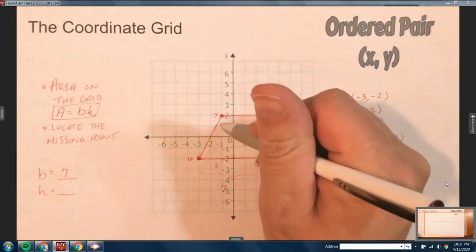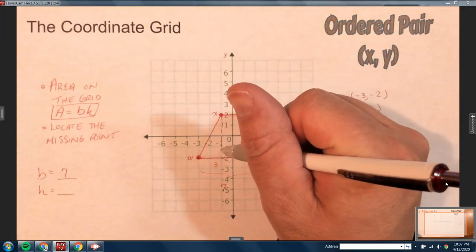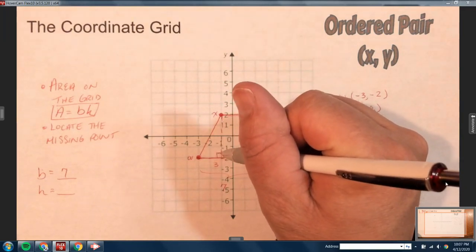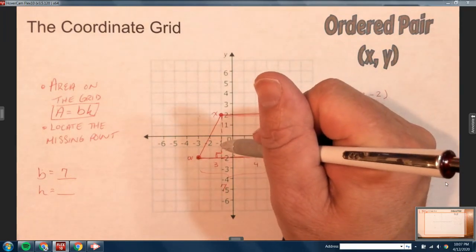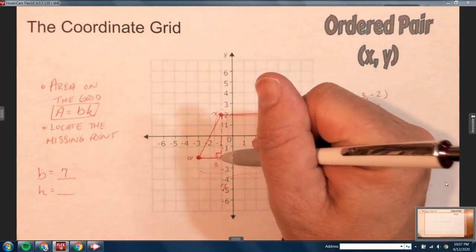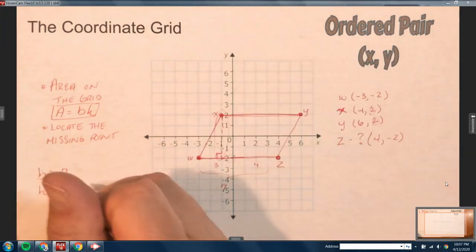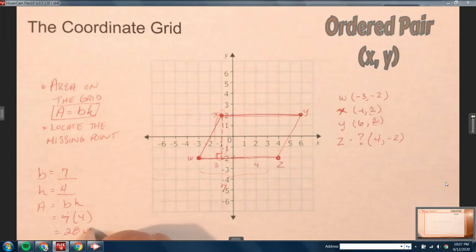And our height, again, remember, height is the distance between the 2 bases in a parallelogram along a right angle. Okay, so we're 2 units away from 0 here, and then 2 more units away from 0 there, for a total of 4 units. 1, 2, 3, 4. So our height is 4 units, and area equals base times height. So in this case, area equals 7 times 4, which is 28 square units.